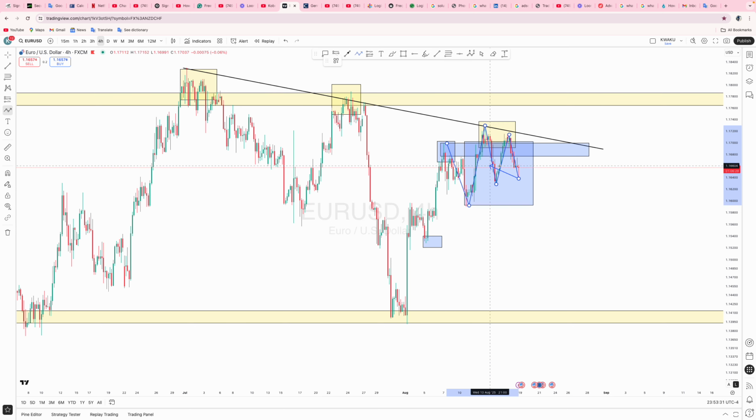Break this resistance. Now when price pulls back to this resistance and fails to break it in 4 hour, we are also seeing triple touch strategy. So when price pulls back to this resistance and fails to break it, that is when I will come in with my confirmation and sell price back to this support.